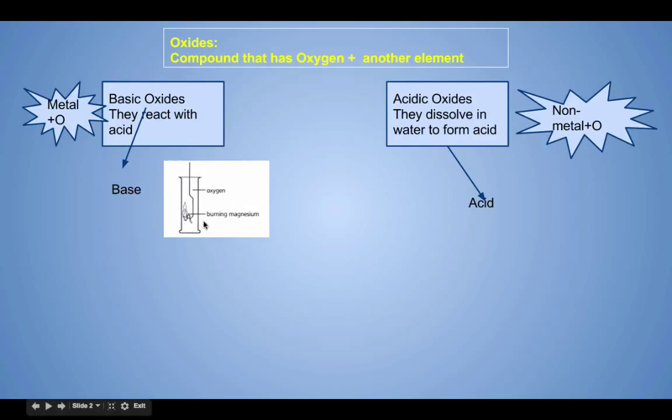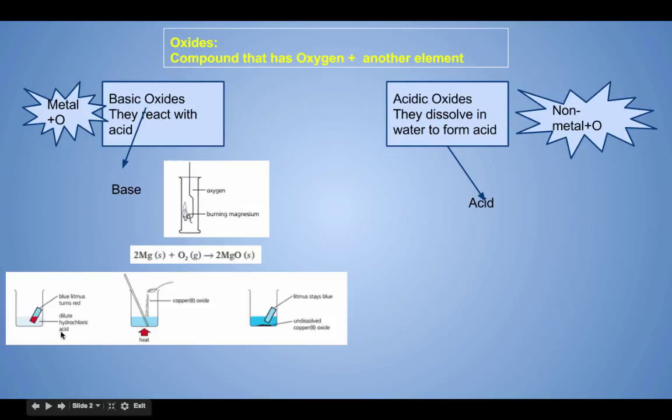For example, for the basic oxide, we usually have magnesium, which is a kind of metal, right? If you burn it in oxygen, you will have a bright light as well as forming magnesium oxide. Dilute hydrochloric acid will usually turn blue litmus paper red. And if you put some copper oxide in there and stir it up, apply heat to it, you will have some copper oxide undissolved at the bottom, but still, this whole solution in the end will turn litmus paper blue, which means that this solution is not acid anymore. The acid has reacted with my copper oxide, which is a basic oxide.